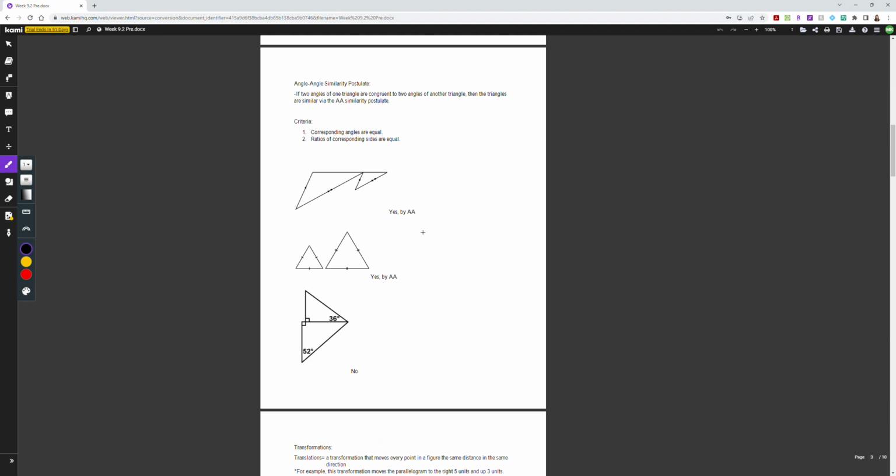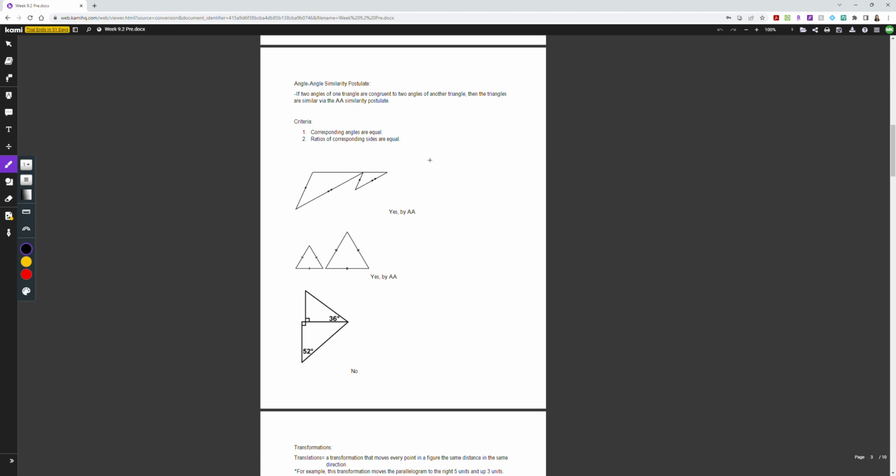Now, the next thing that we have is the angle-angle similarity postulate, and this states that if two angles of one triangle are congruent to two angles of another triangle, then the triangles are similar via the angle-angle similarity postulate. There's some criteria to this. One is that the corresponding angles are congruent. Two, the ratios of the corresponding sides are equal. They have to be similar shapes in order for this to apply.